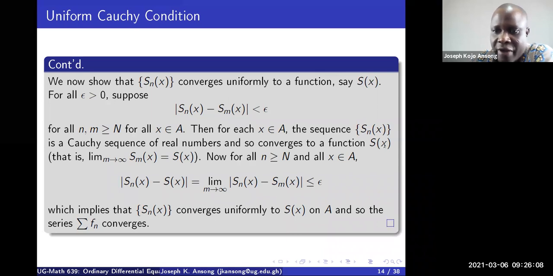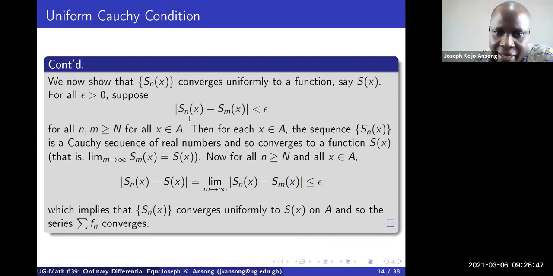It converges to s of x also means that the limit as m goes to infinity of Sm of x is this, right? So you choose a particular x, and then of course this just becomes a Cauchy sequence. And if a Cauchy sequence is bounded, then of course it converges. Well, the bound shows that it converges to some s of x. Now, for all n greater than m and x in A, remember what it means for uniform convergence. We want to take the limit, right?